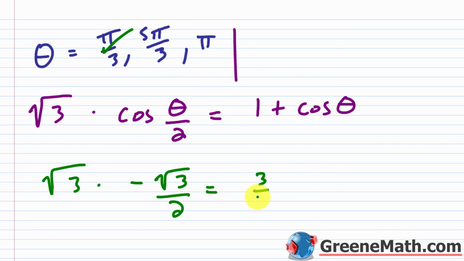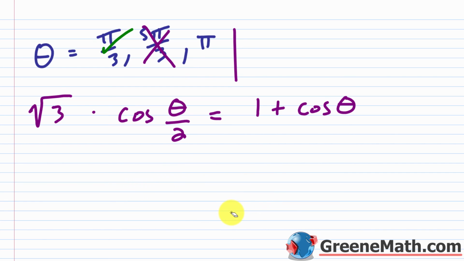You can see this is not going to work out because of the sign. Square root of 3 times square root of 3 is still 3, but now it's going to be negative 3 halves equals 3 halves. So this is false. This does not work. This is what I mean by checking the solutions. If you don't check them, there's a chance, not every time, but there's a chance that you report a wrong answer, something that doesn't work in the original equation.